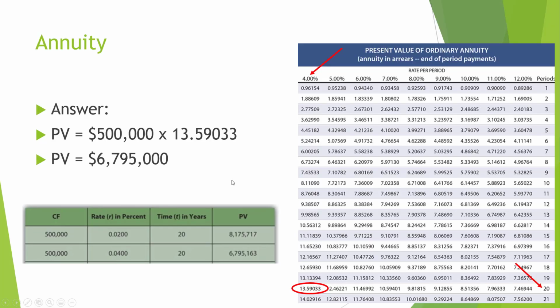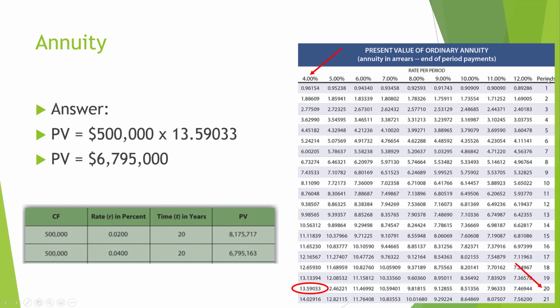So let's take a look at the math behind the 4% specifically right here, right? So if I take my present value table, again, you'll see this in the homework. It is one of the options specifically for annuities. Here we've got my 4% column.